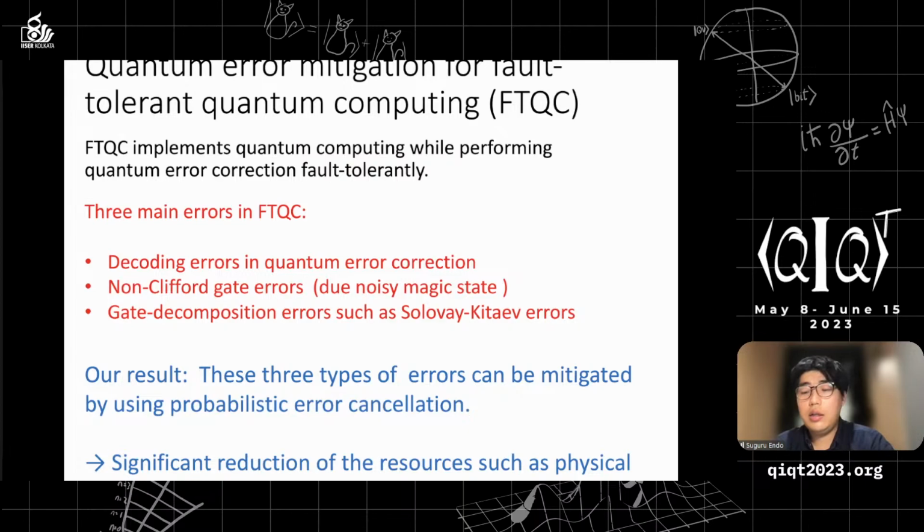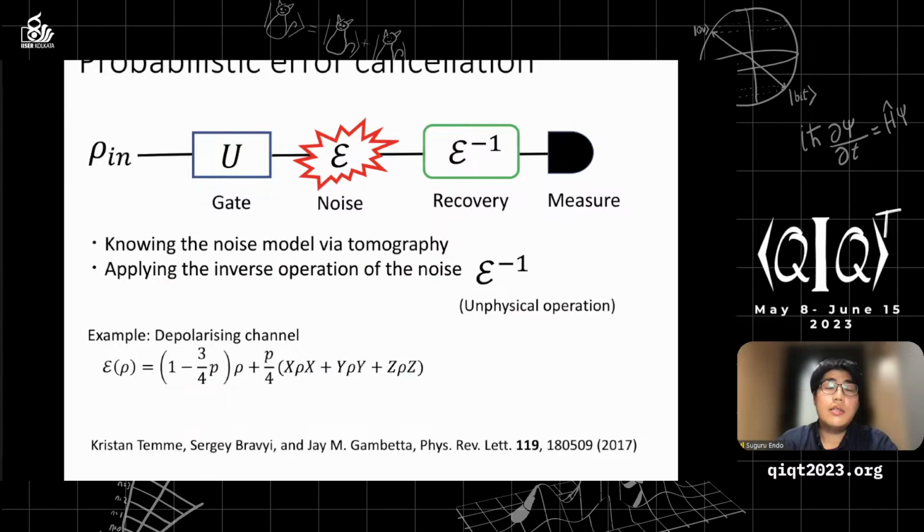I'd like to explain the error mitigation technique we use. We use the probabilistic error cancellation technique. This was proposed by IBM, the first legendary paper about error mitigation. With this method, we can counteract the effect of noise by effectively constructing the inverse of the noise. But in general, the inverse of the noise is an unphysical operation, so we need a trick.